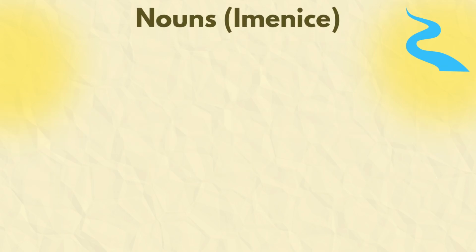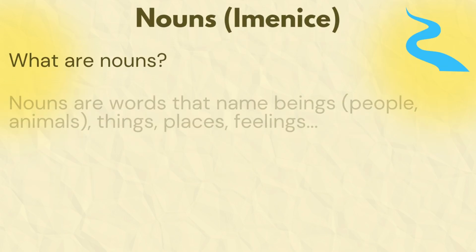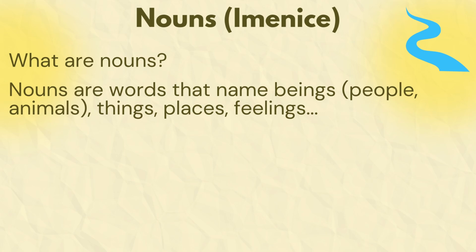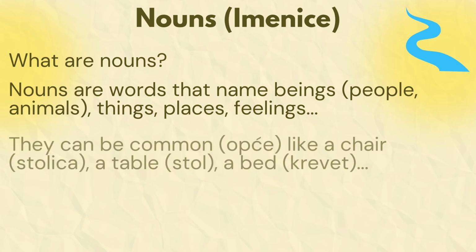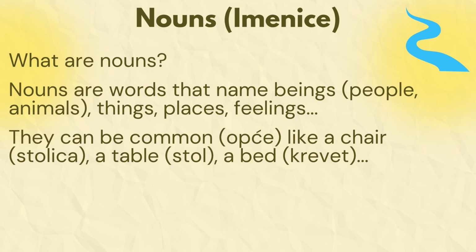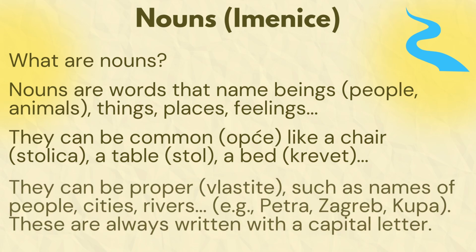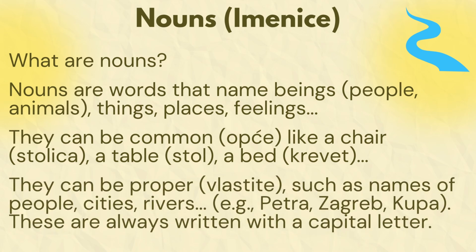Nouns or imenice. What are nouns? Nouns are words that name beings, people, animals, things, places, feelings. They can be common, opće, like a chair, stolica, a table, stol, a bed, krevet. They can be proper, vlastite, such as names of people, cities, rivers. For example, Petra, Zagreb, Kupa. These are always written with a capital letter.